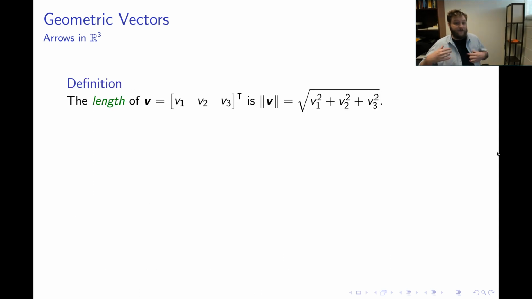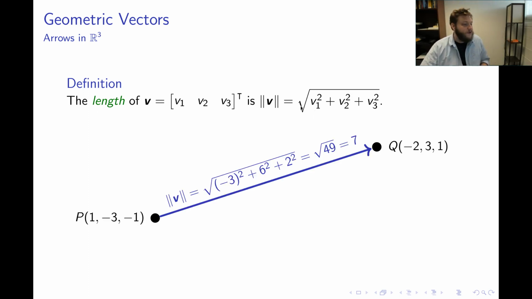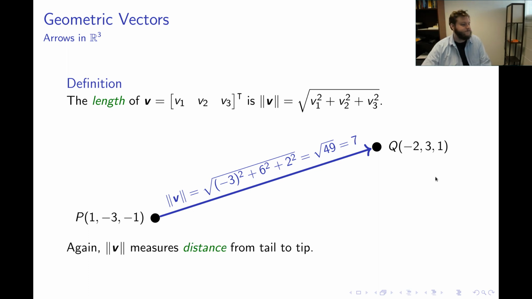Great. Now, there is a notion of length of vectors in R3, and the formula is similar to the formula in R2, except now we have to address the issue of the third coordinate. So our formula says that to take the length of a vector in R3, sum the squares of all of the coordinates, and then put that result under a radical. So here I have my vector connecting our point P to our point Q. Remember the coordinates here were -3, 6, 2. So to calculate the length, we sum the squares of those 3 coordinates and then take a square root. In this case, we're calculating the square root of 49, which equals 7. So again, the point here is that the length of our vector measures the distance from the tail to the tip.